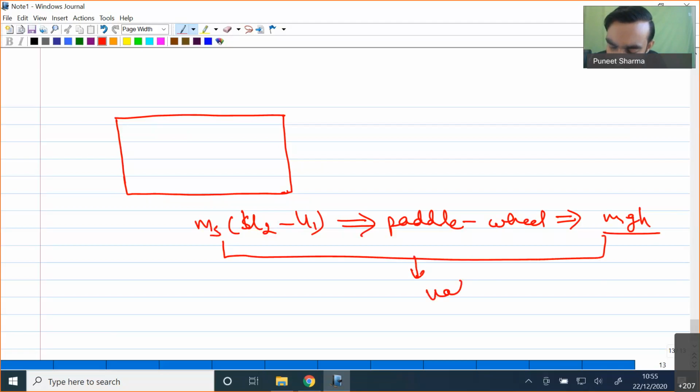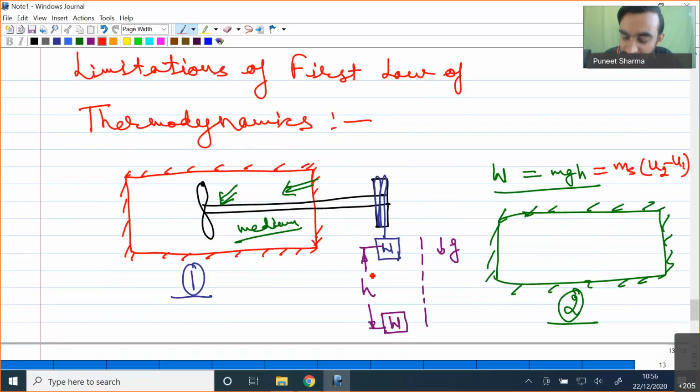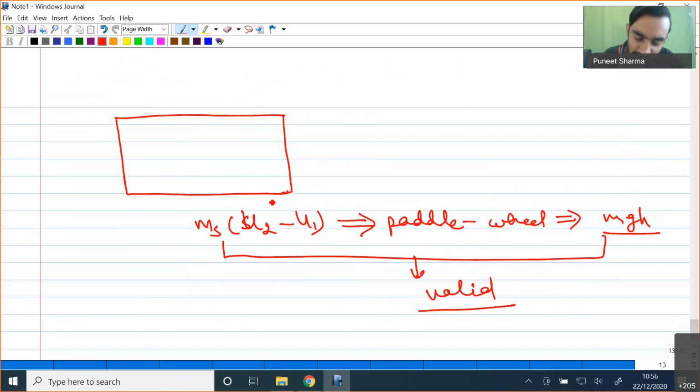Because the first law of thermodynamics says that we may have conversion of any kind of energy from one form to another form. However, we should not have any destruction of energy. So if we are able to satisfy the conservation of energy, we can do any type of conversion. So we have seen that the previous process was possible and it satisfies the first law of thermodynamics. Now this second process is not possible, but it also satisfies the first law of thermodynamics.